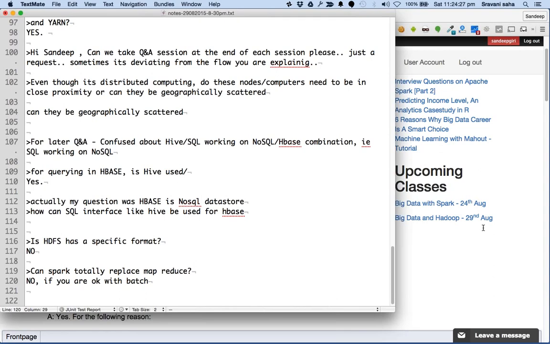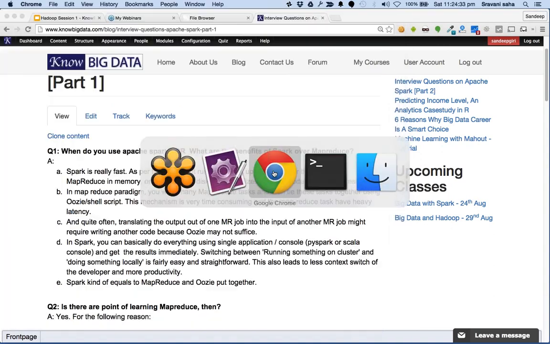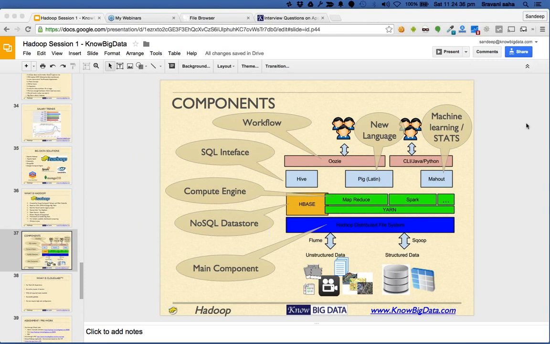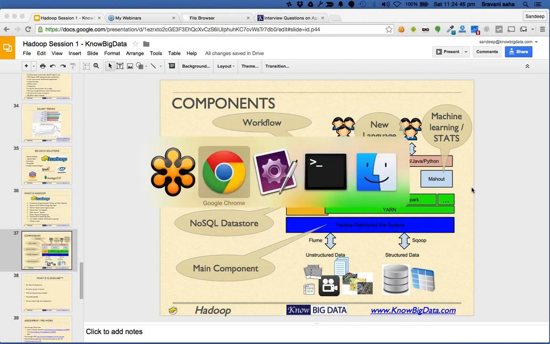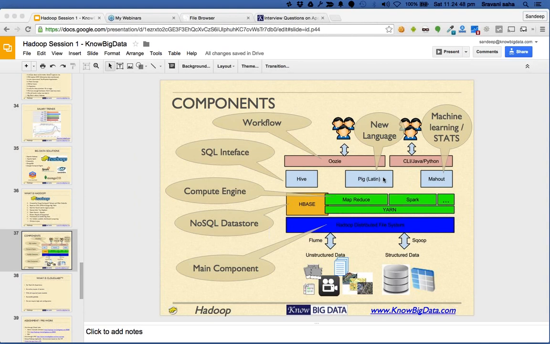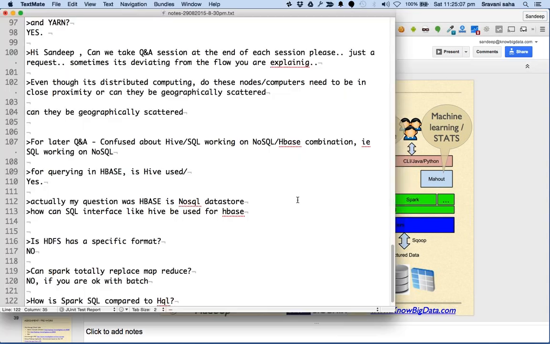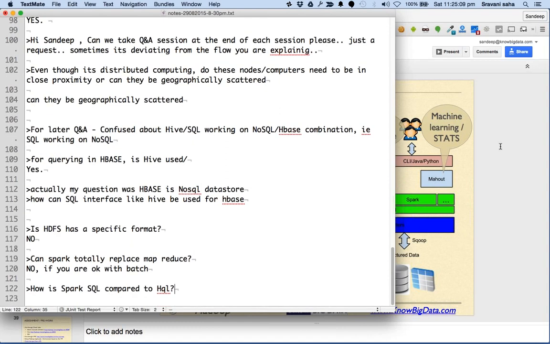Now, Lloyd's question is about how Spark's ecosystem compares. If you take a look at this diagram, you have Hive and Pig, which run on top of MapReduce. Similar to that, Spark has also come up with its own equivalents. The cousin of Hive on top of Spark is called Spark SQL. Spark SQL is basically a port of Hive. Everything which used to run in Hive runs very well in Spark SQL. All right? Does it make sense to you, Lloyd?